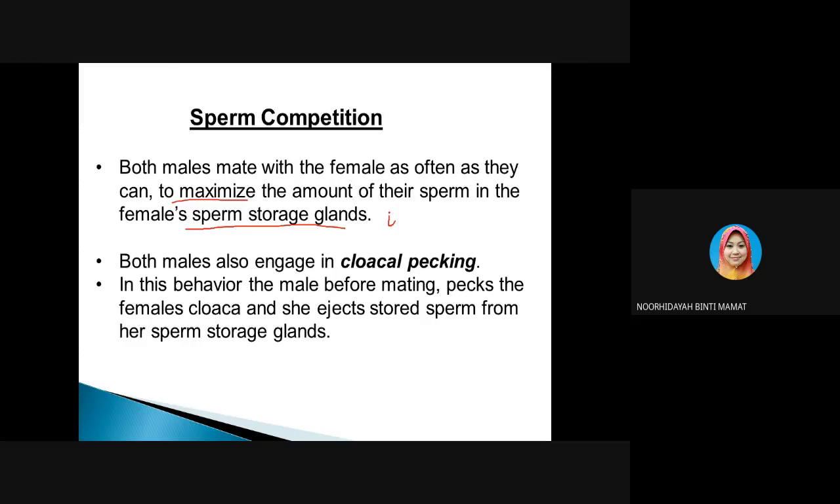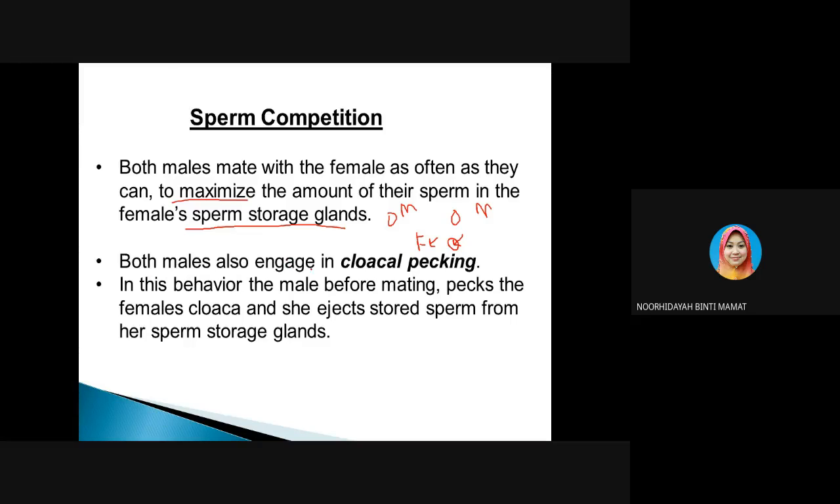So these two males compete for one female, in the polygyny or polyandry mating system. Both males will mate with this female as much as they can, to make sure that in the female's sperm storage glands, their sperm will be more numerous.